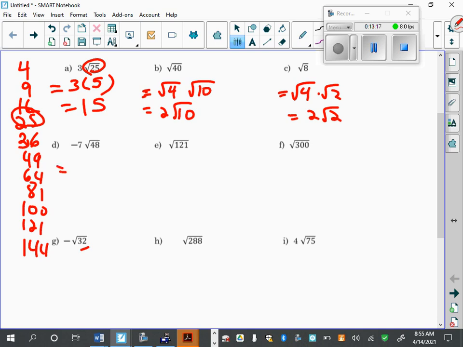This is a hard one. 32 and 48 are 16 times 3. By the way, these are worth 2 each. The last one's only out of 1 because it's the hardest one. So 2 each.